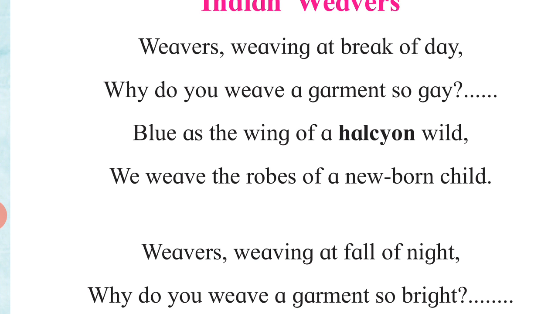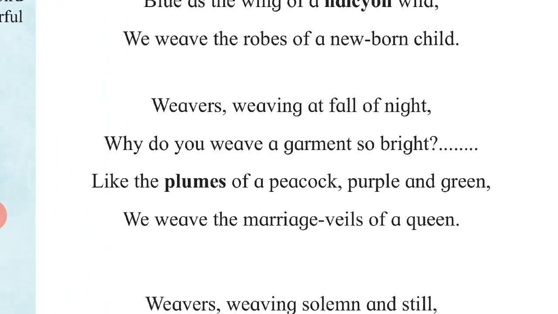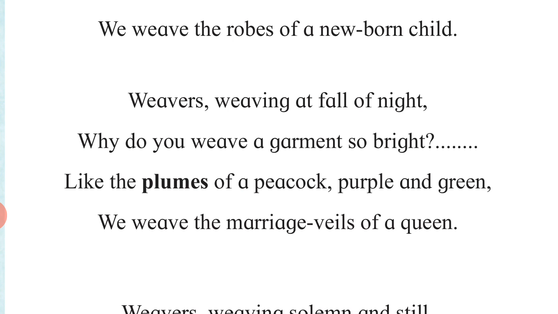Look at the second stanza, first line: Weavers weaving at fall of night. Here the poet again used alliteration, climax and metaphor figures of speech. Why metaphor? Because indirect comparison is given here. Why alliteration? Because the W in weavers and weaving is repeated. And why climax? Because of the climatic situations.